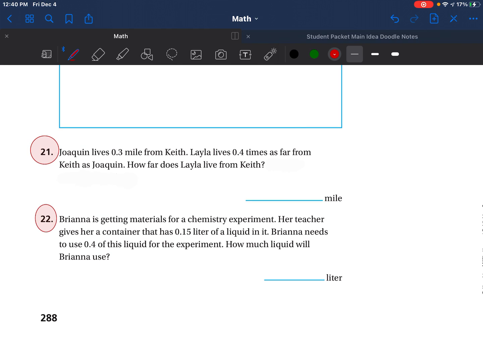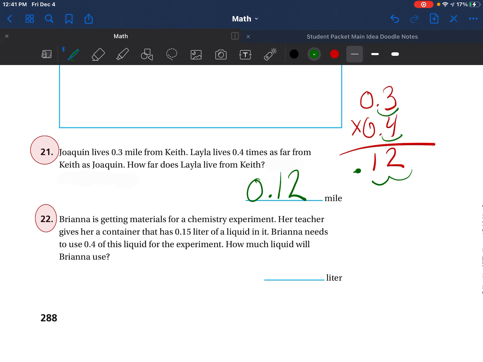And down here, Jacqueline lives 0.3 miles from Keith. Layla lives 0.4 times as far from Keith as Jacqueline. How far does Layla live from Keith? So all we need to do is go ahead and multiply the two. 0.3 times 0.4. Again, 4 times 3 is 12. We can write that down and count our decimal places. 1, 2. Our answer is 0.12 or 12 hundredths mile.